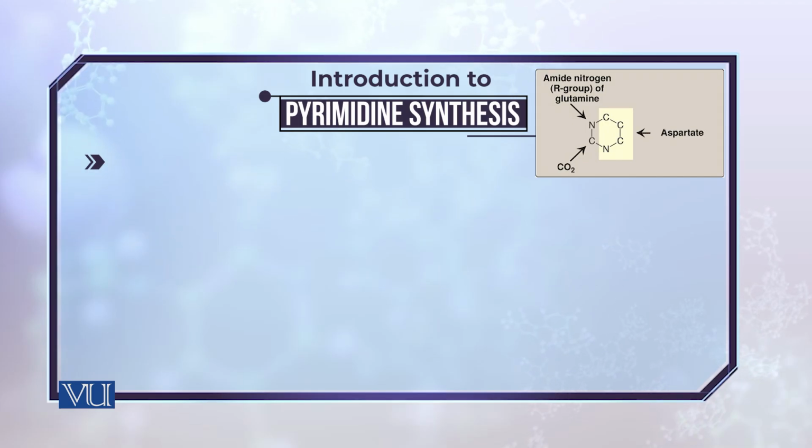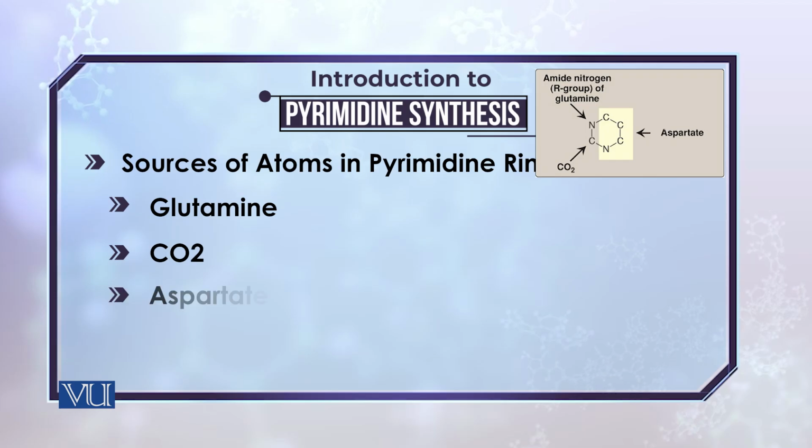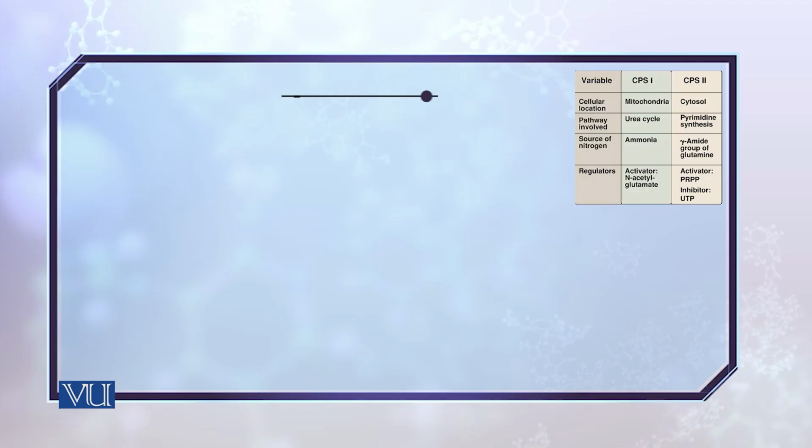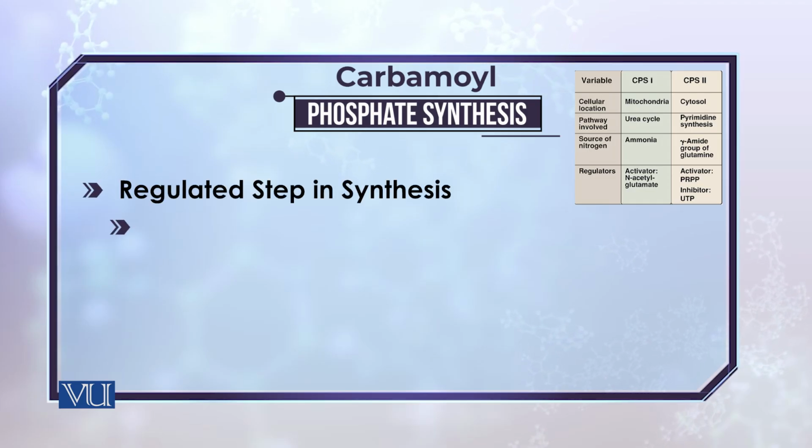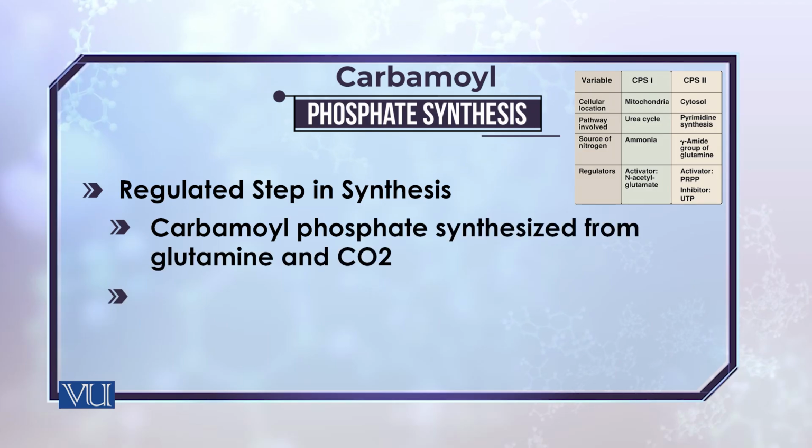The sources of atoms again are almost the same as was the case in purines. Glutamine and aspartate, two major amino acids, give the nitrogen group to these nucleosides or these nitrogenous bases, and carbon dioxide gives the carbon part. Then you should also keep in mind one very important reaction here, that is the synthesis of carbamyl phosphate. This carbamyl phosphate is synthesized under the action of the enzyme carbamyl phosphate synthetase.